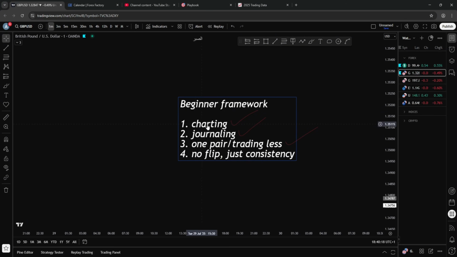So we've now talked about my basic charting, and we've also talked about the importance of collecting data. Now let's talk about trading one pair less, because this is something I have recently done. I used to trade GBP/USD, GBP/JPY, and also GBP/AUD. Now I only trade GBP/USD.